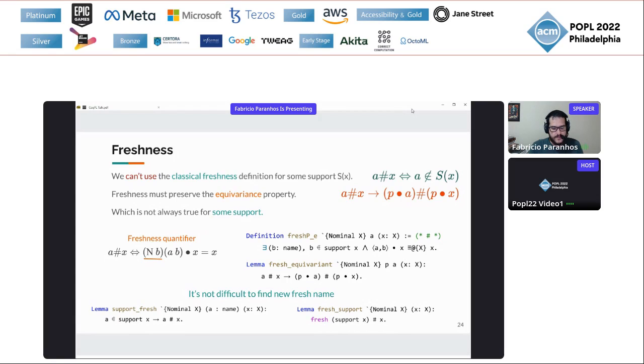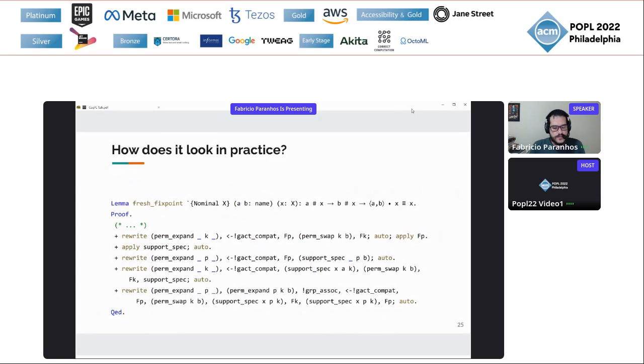To show that our fresh name is really fresh, we just need to show that it doesn't belong to the support. And we can do that by using the SDPP freshness definition. We pass some subset of a set, and this operation can easily find a new name that doesn't belong to its set. So we can show that it's fresh from the disturb. But how do our proofs look in practice?